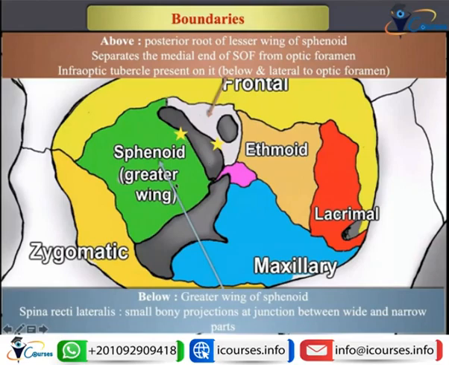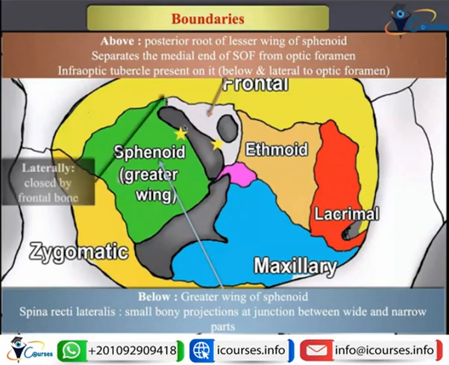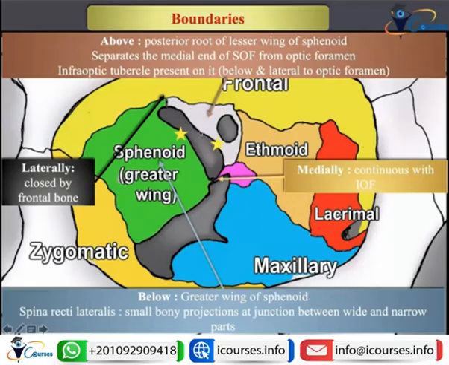As for the posterior boundary of the superior orbital fissure, it will be the greater wing of the sphenoid, as you can see here, and the spina recti lateralis. As we mentioned, the spina recti lateralis are present at the junction between the medial and lateral parts of the superior orbital fissure, and they are important for giving attachment to the lateral rectus muscle. Laterally, it will be closed by the frontal bone. Medially, the superior orbital fissure will be continuous with its brother, the inferior orbital fissure, and we will discuss it later on.